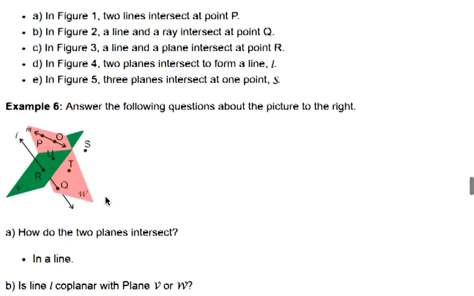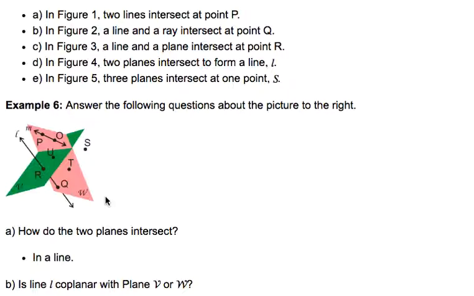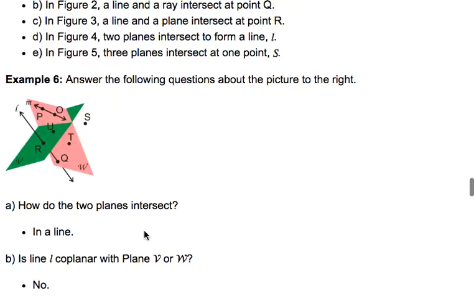Okay, continuing on. Is line L coplanar with plane V or W? Okay, is L coplanar with V? Nope, it would have to be resting on that plane in order to be true, and it's definitely not. It's crossing it at point R. And is it coplanar with W? Well, it doesn't look like it's resting on W either because it crosses at point Q. So in that case, I'm going to say no. Okay, it's not coplanar with either.